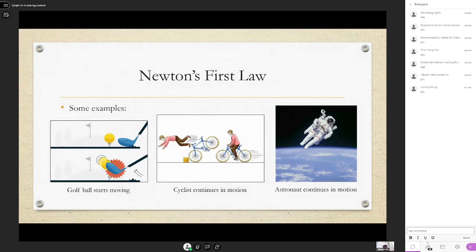Some examples of Newton's first law. Golf ball starts moving. A golf ball initially at rest, you must go and apply a force, then the golf ball will start to move. If not, it will remain at rest.